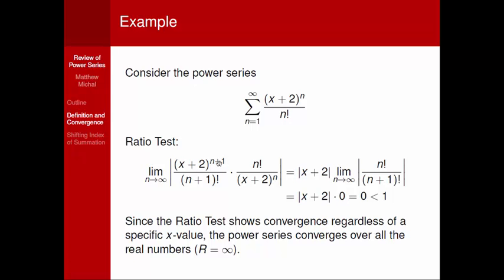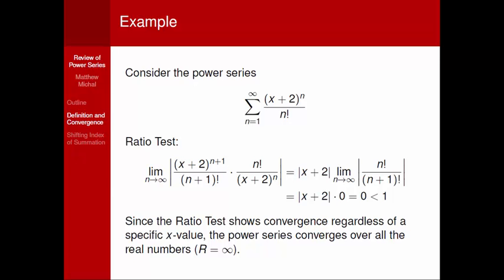The absolute value of x plus 2 to the n plus 1 over x plus 2 to the n just cancels out with the absolute value of x plus 2 on the top. Move it out. So 1 over n plus 1 as n goes to infinity is just 0. Multiplied by 0, well, 0 is always less than 1.